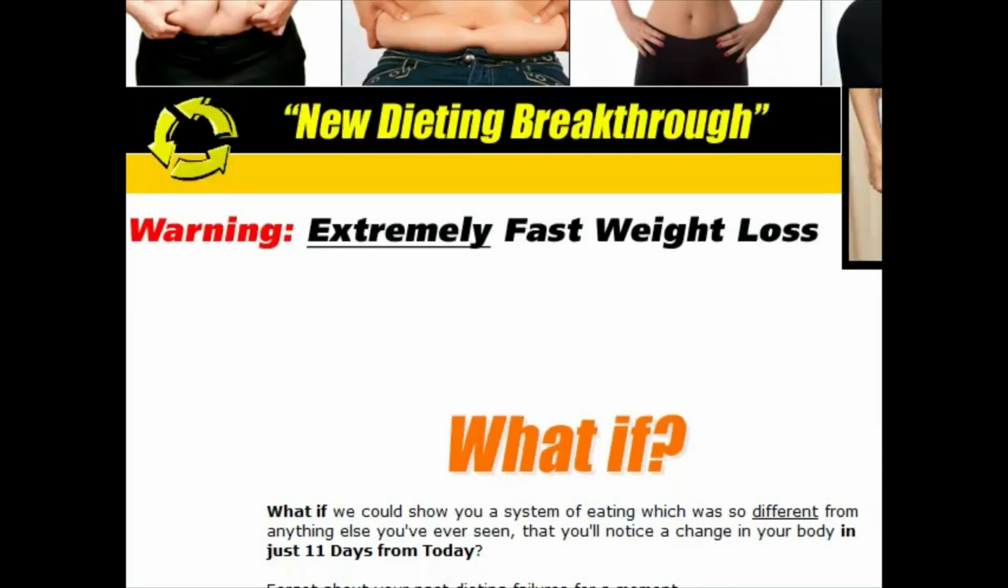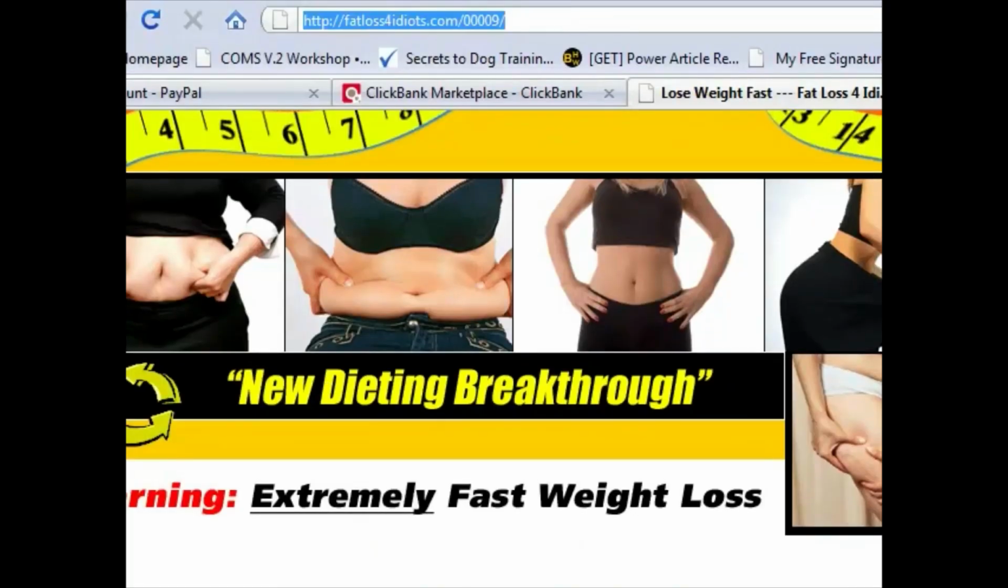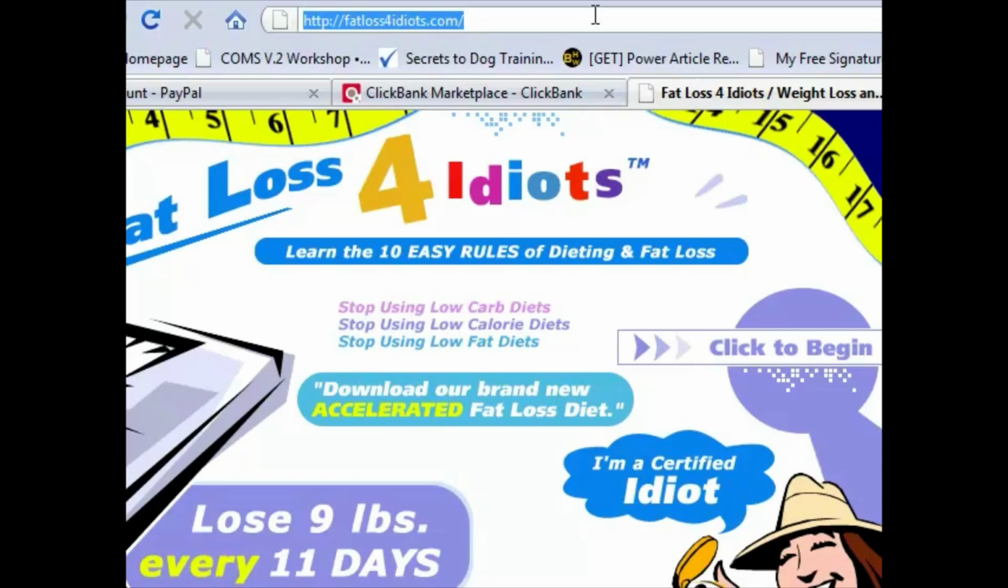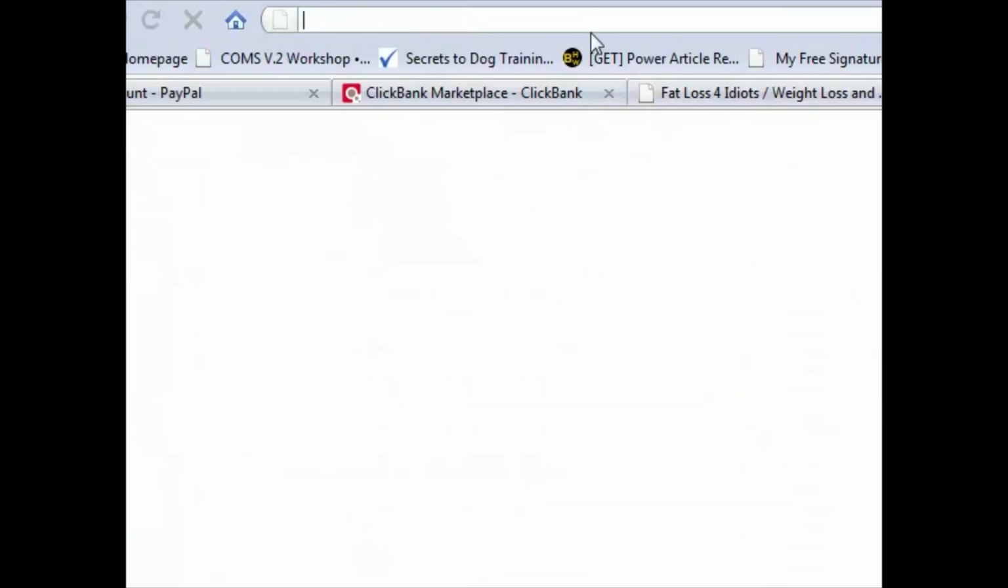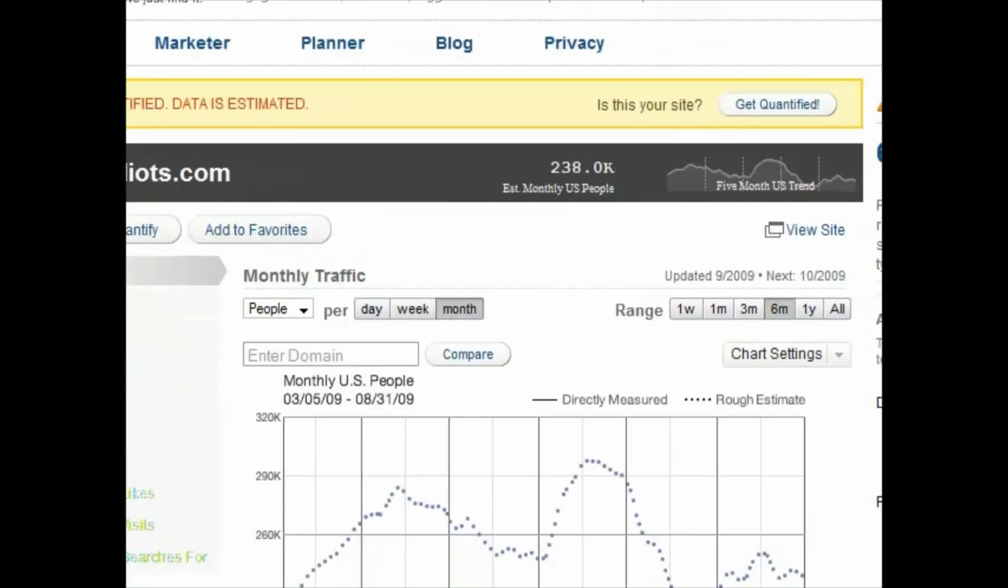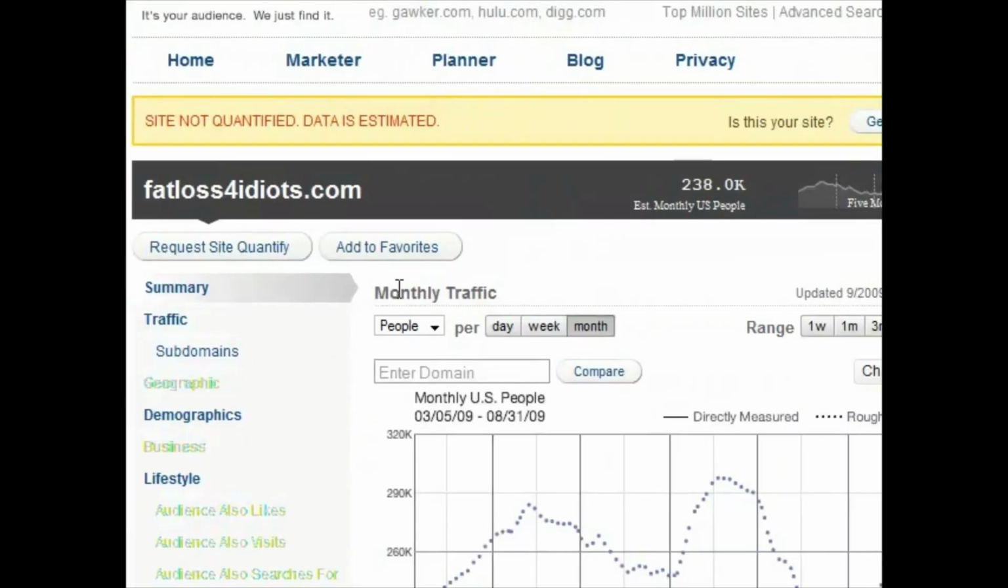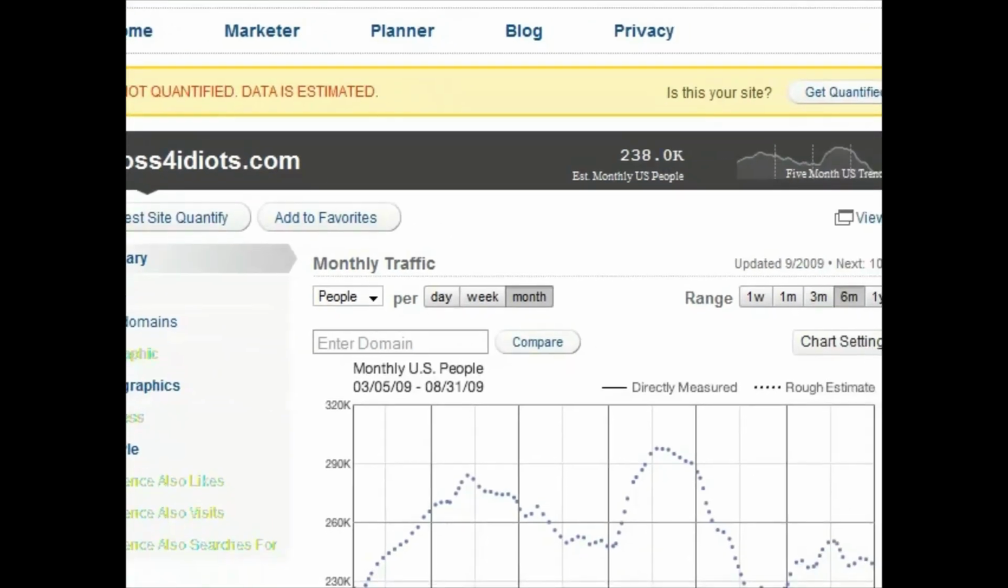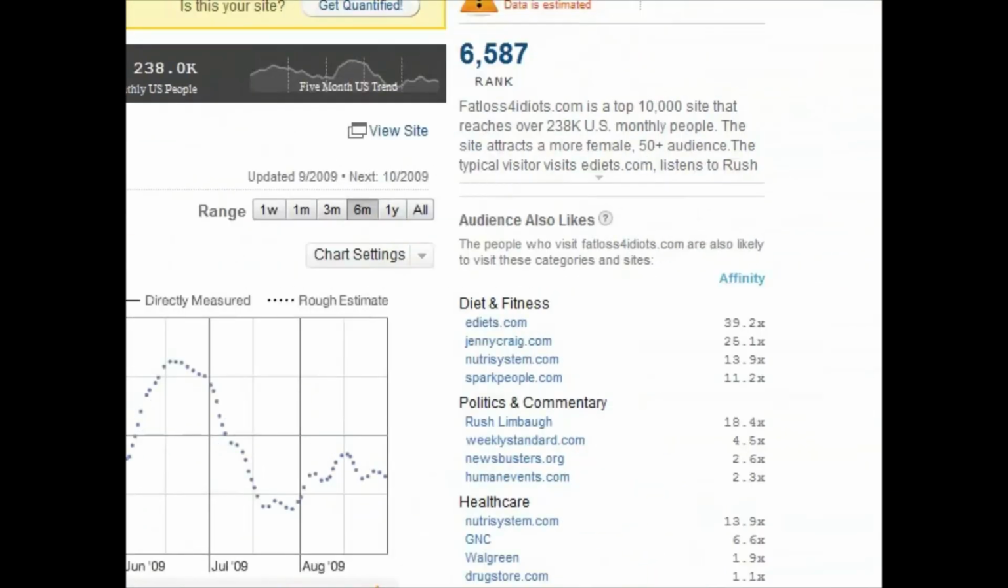And then the next thing that I would do, just to double check my findings, is I would go all the way back to Fat Loss for Idiots, and then I would go to Quantcast. So let me do this here. Okay, so I've gotten to Quantcast. I typed in fatlossforidiots.com, and it says site is not quantified, so data is estimated. So we just need to make sure that we take this into consideration, not as fact, but good guesstimates. Okay. The first thing I like to look at here is the site.